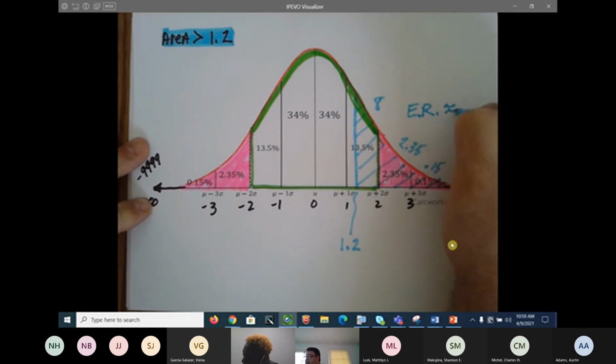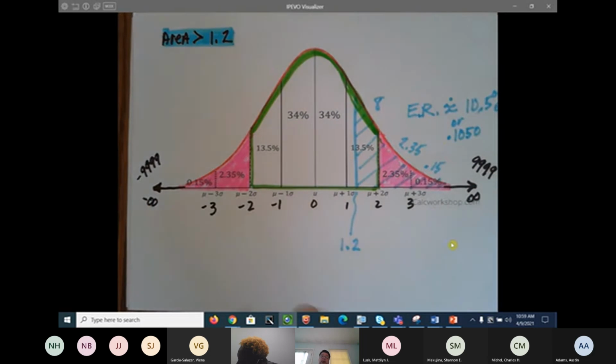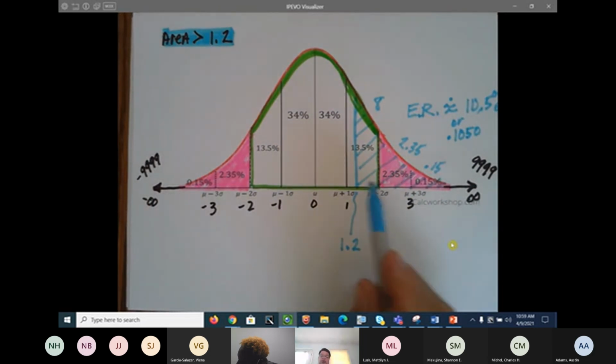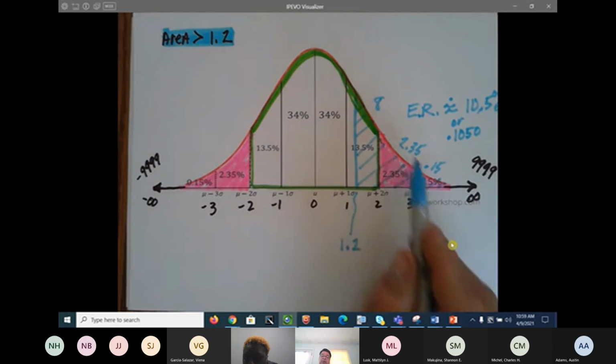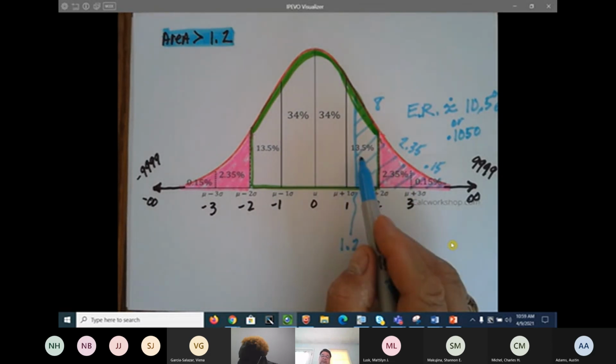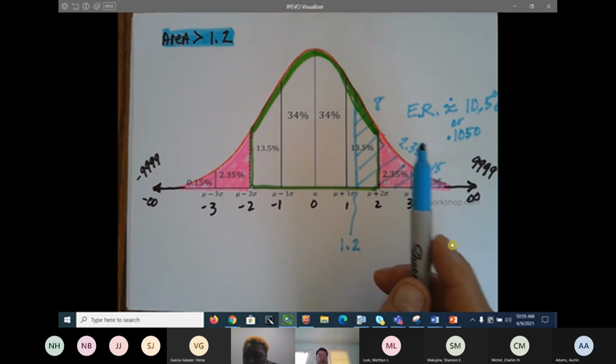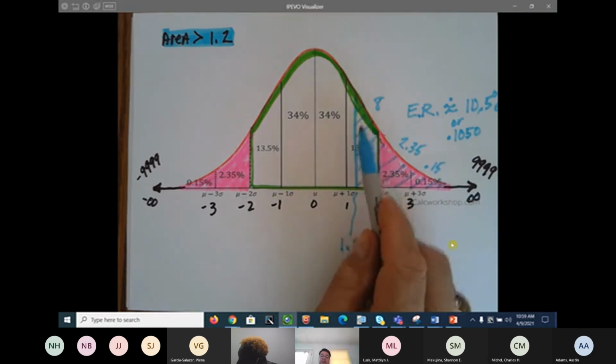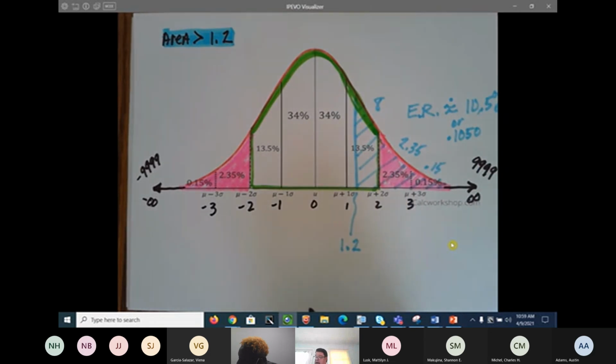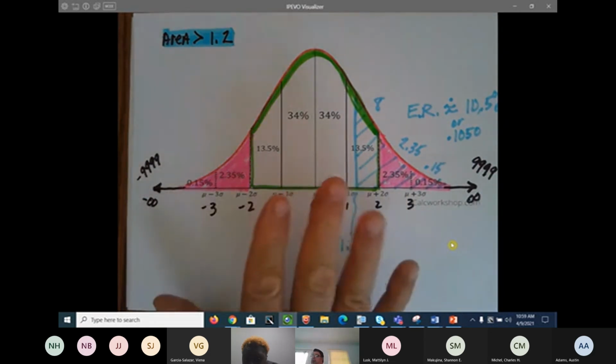So by the empirical rule, I'm going to do an estimate of 10.5%. Now, I'm not going to explain the empirical rule to you. Y'all should know what I did there. I just added up and I put a line here and I just estimated what that blue area was. And I came up with 8%. You may come up with 9%. You may come up with 7%. But that's what I did. I added them up.